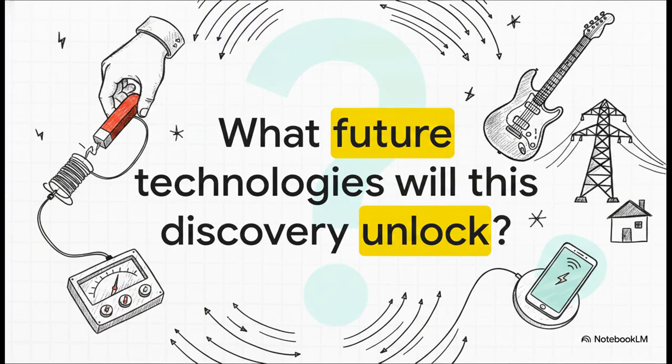So, we've come a really long way from Faraday manually pushing a magnet through a coil back in 1831, haven't we? As we wrap up this explainer, I want to leave you with a final provocative thought to chew on. If a totally invisible interaction between a magnet and a piece of wire gave us the power grid, the electric guitar, and wireless charging, what incredible future technologies are just waiting to be unlocked by this very same phenomenon?